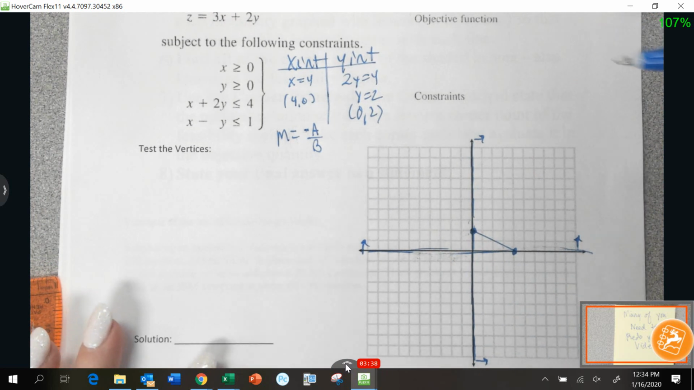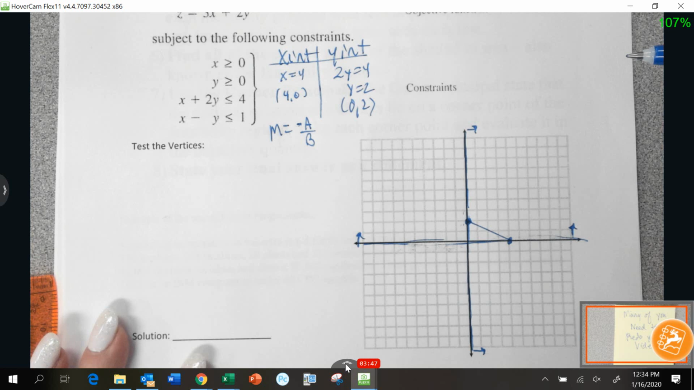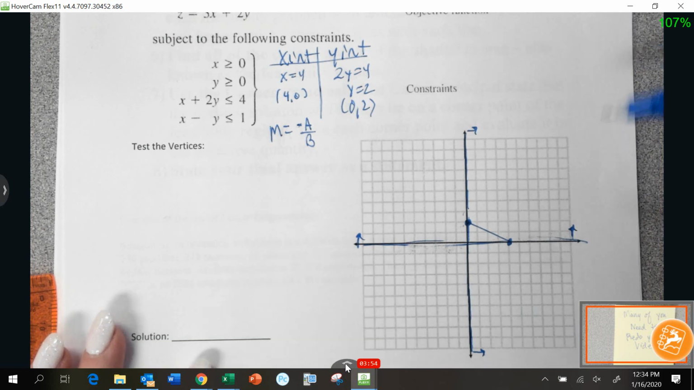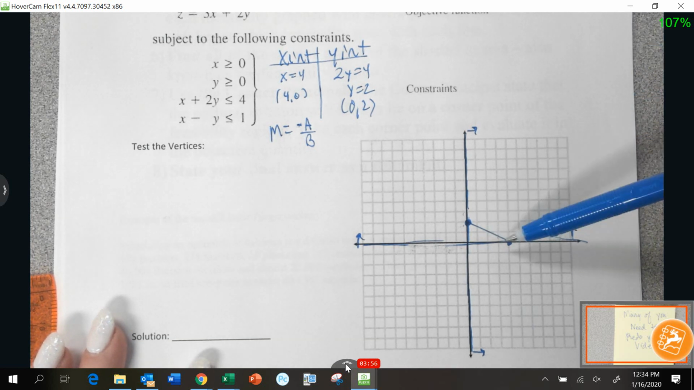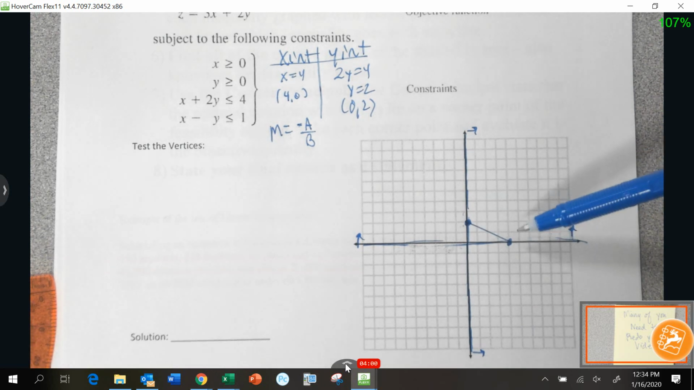How do we find out which side of the line is shaded? Michaela, what should I do to figure out the shading? Which point? Well, one that's not on the line. It can be on the triangle, but it can't be on the line. So give me your choice.